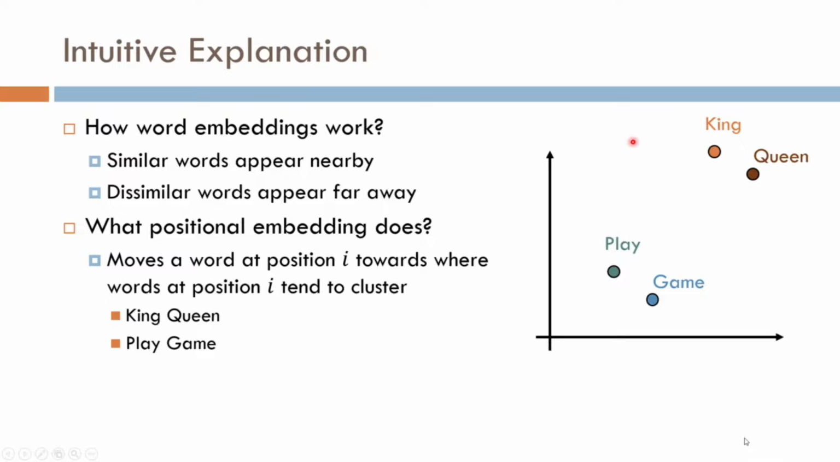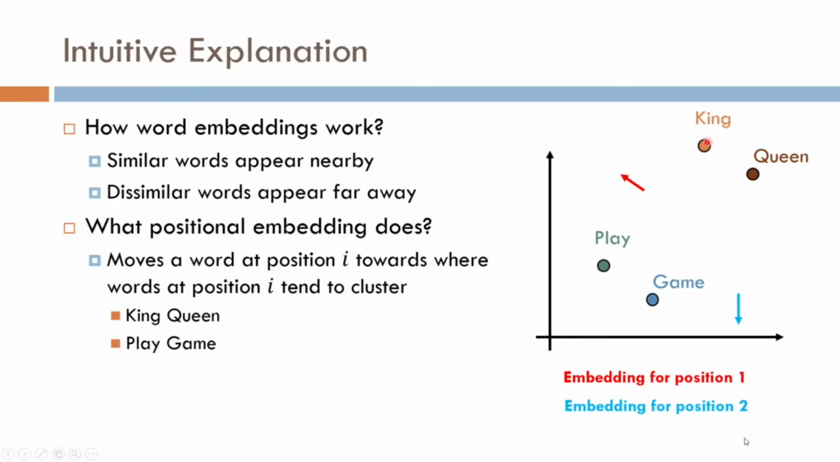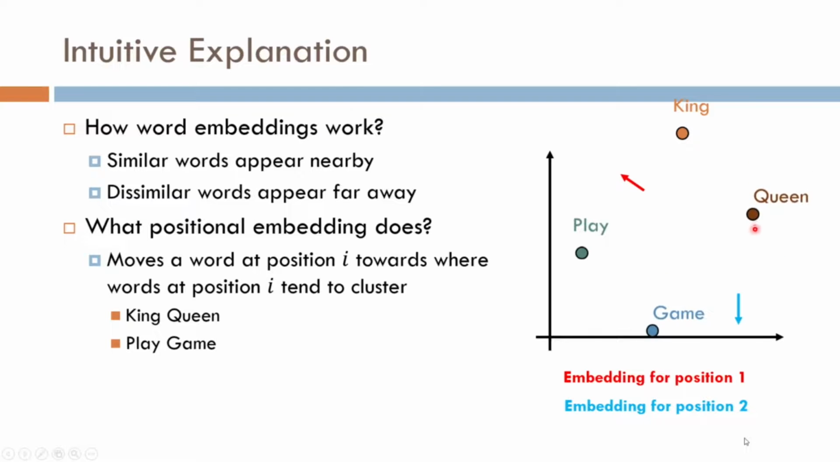So it will shift all the words in first position towards where the positional encoding says the words on first position should be. Similarly, it will take all the words in second position and push them towards the position where the words at position 2 tend to cluster. For example, let's say this is the embedding for position 1. The embedding for position 1 is also a vector, of the same dimension as the input embedding, so it can be represented by this vector. Similarly, let this be the embedding for position 2. So it will push these two words towards this vector, which is the embedding for position 1. Similarly, it will push these two words towards where the words with position 2 tend to cluster.